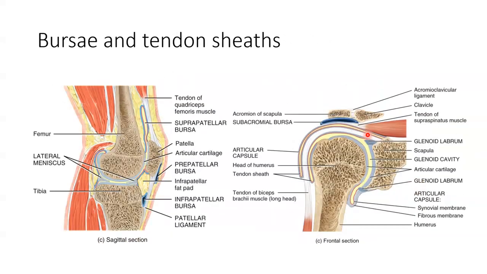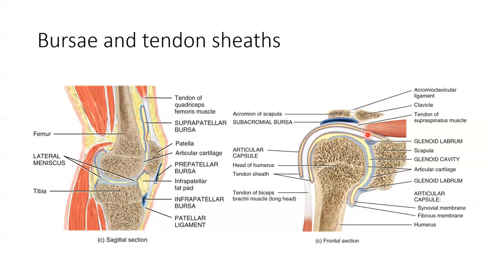The last accessory structures that we'll take a look at today are our bursa and our tendon sheaths. So as our joints move and the bones articulate or move over one another, so do some of the ligaments, the tendons, and the muscles within the region. And anytime two surfaces rub over one another, they can create friction.